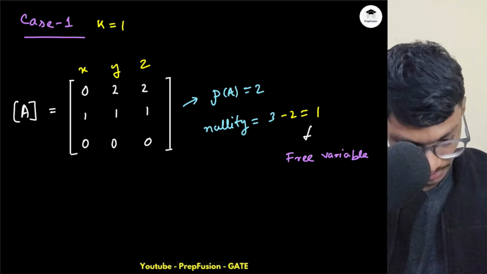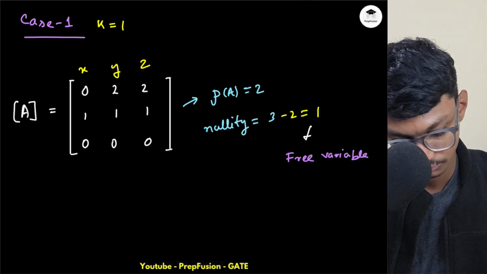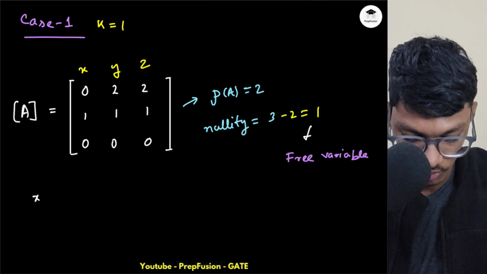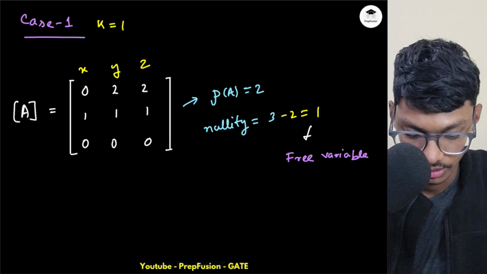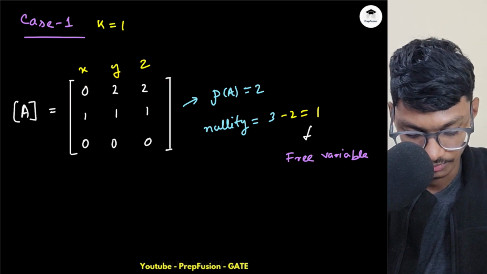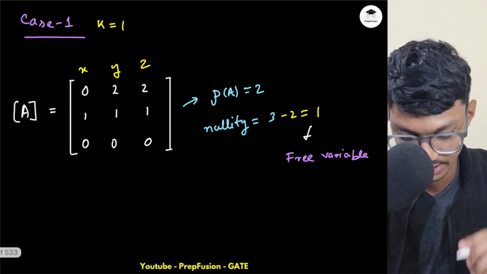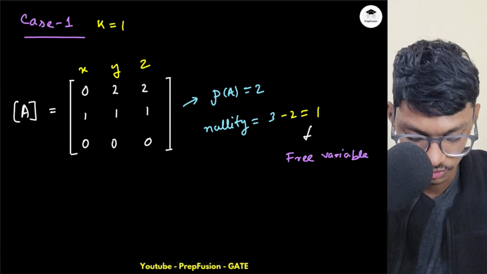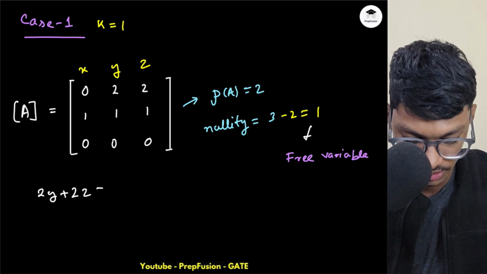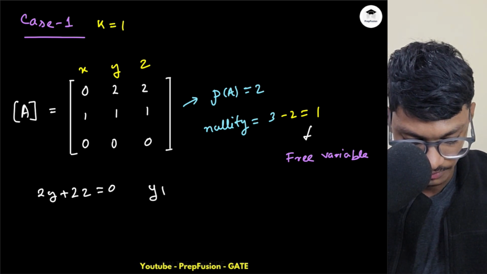Okay, so basically now let us write the equations. So here if I write these two equations, the right-hand side is 0 itself, so I'm not writing the augmented matrix right now. We'll just equate this with 0. So this is 2y plus 2z equals 0, hence y plus z equals 0.